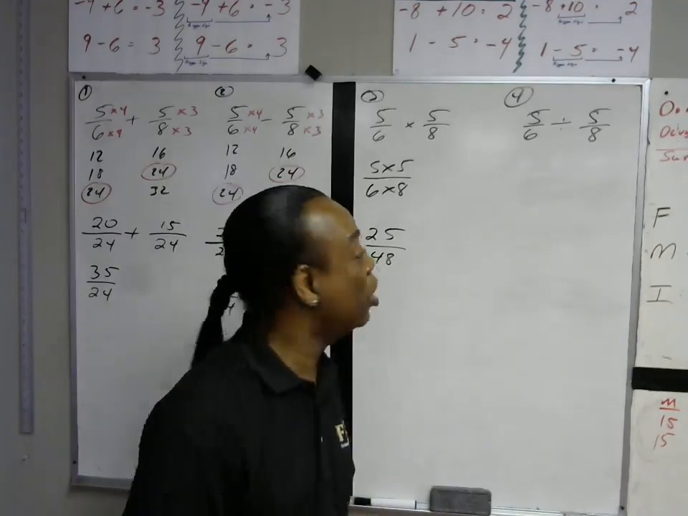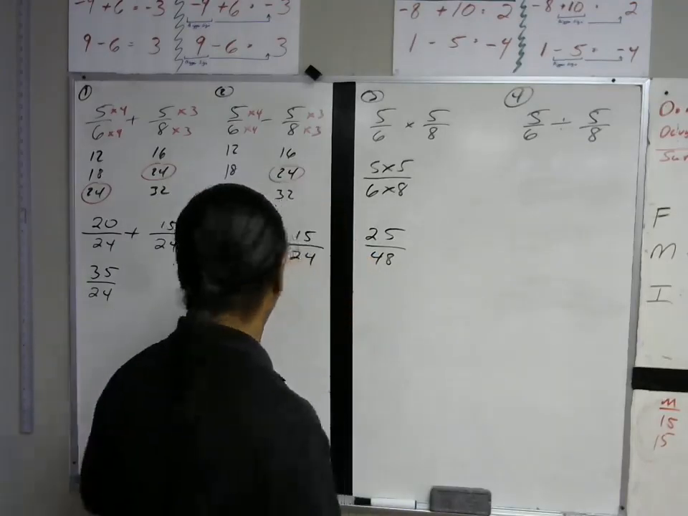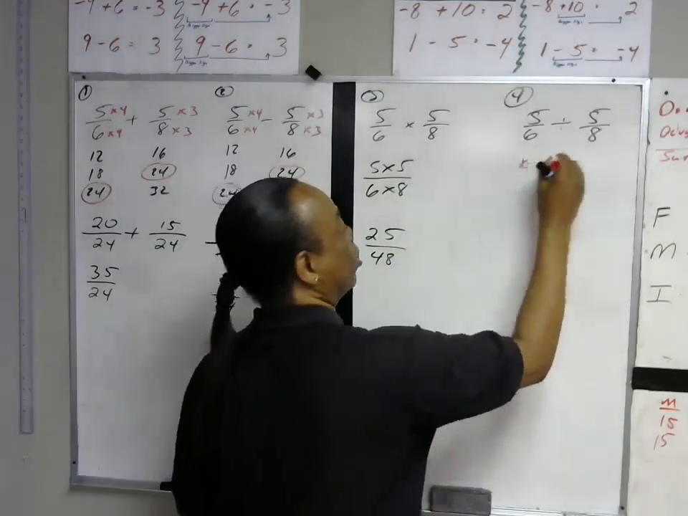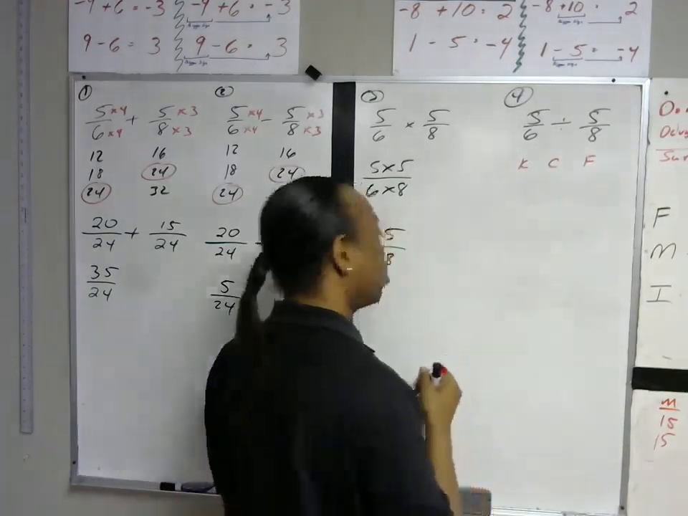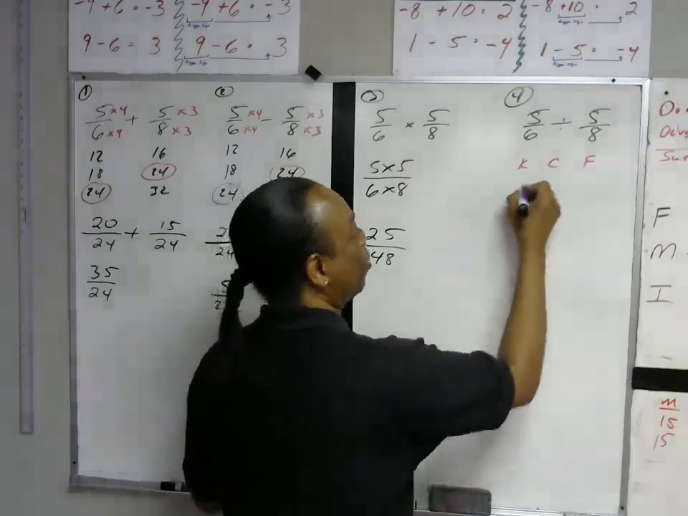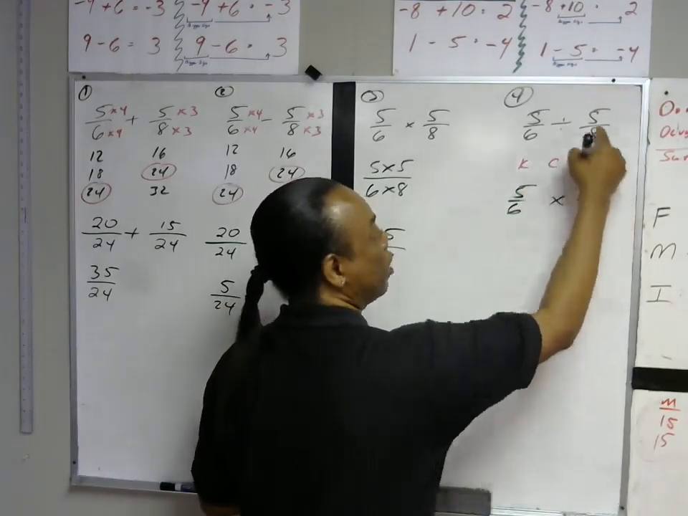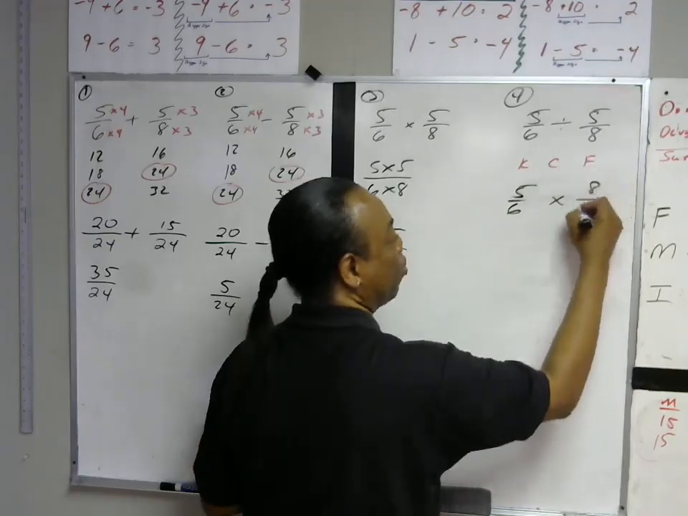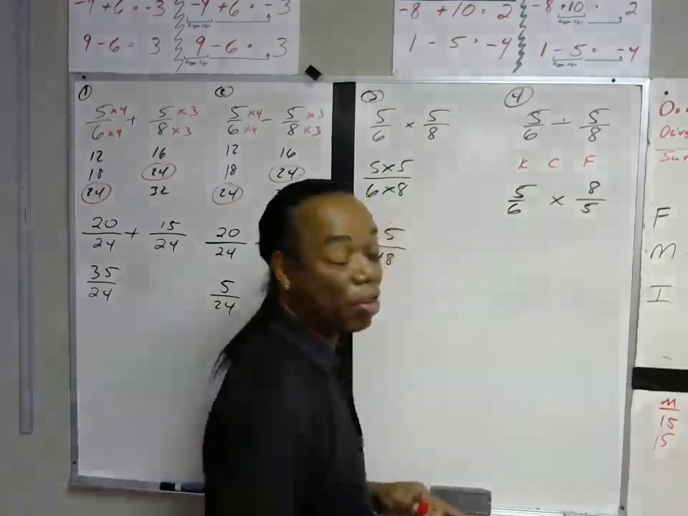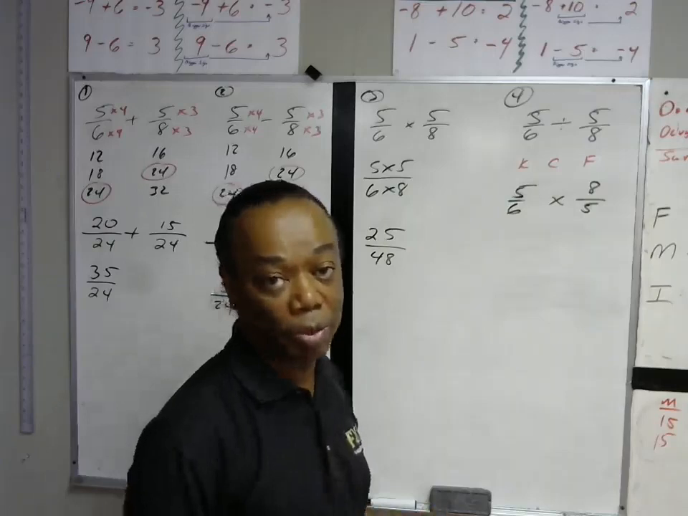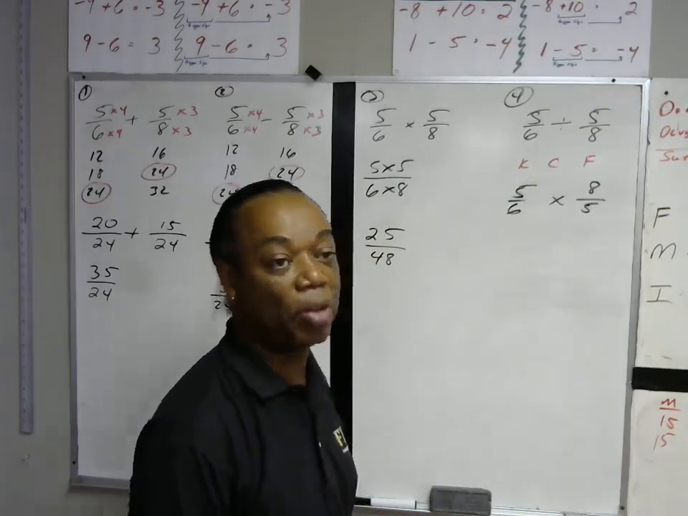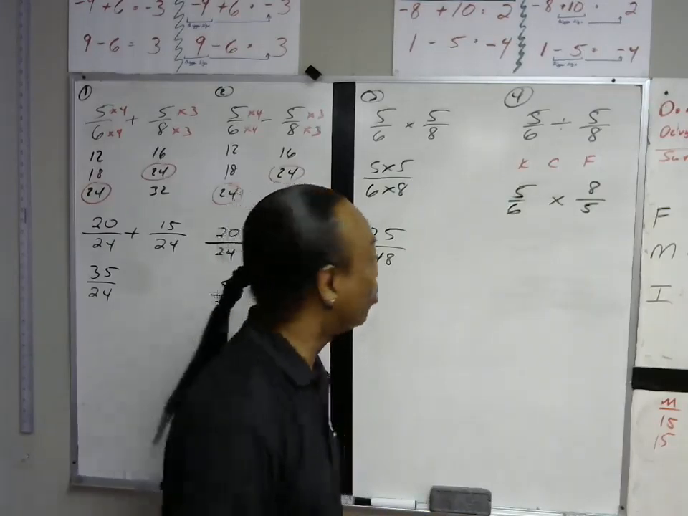Okay, number 4. Number 4, we're going to do a keep, change, flip. So what happens here, we keep the 5 over 6, we change the division into multiplication, and the 5 over 8 becomes an 8 over 5. The technical word for flipping is called a reciprocal. Okay, when a numerator becomes a denominator, the denominator becomes the numerator.